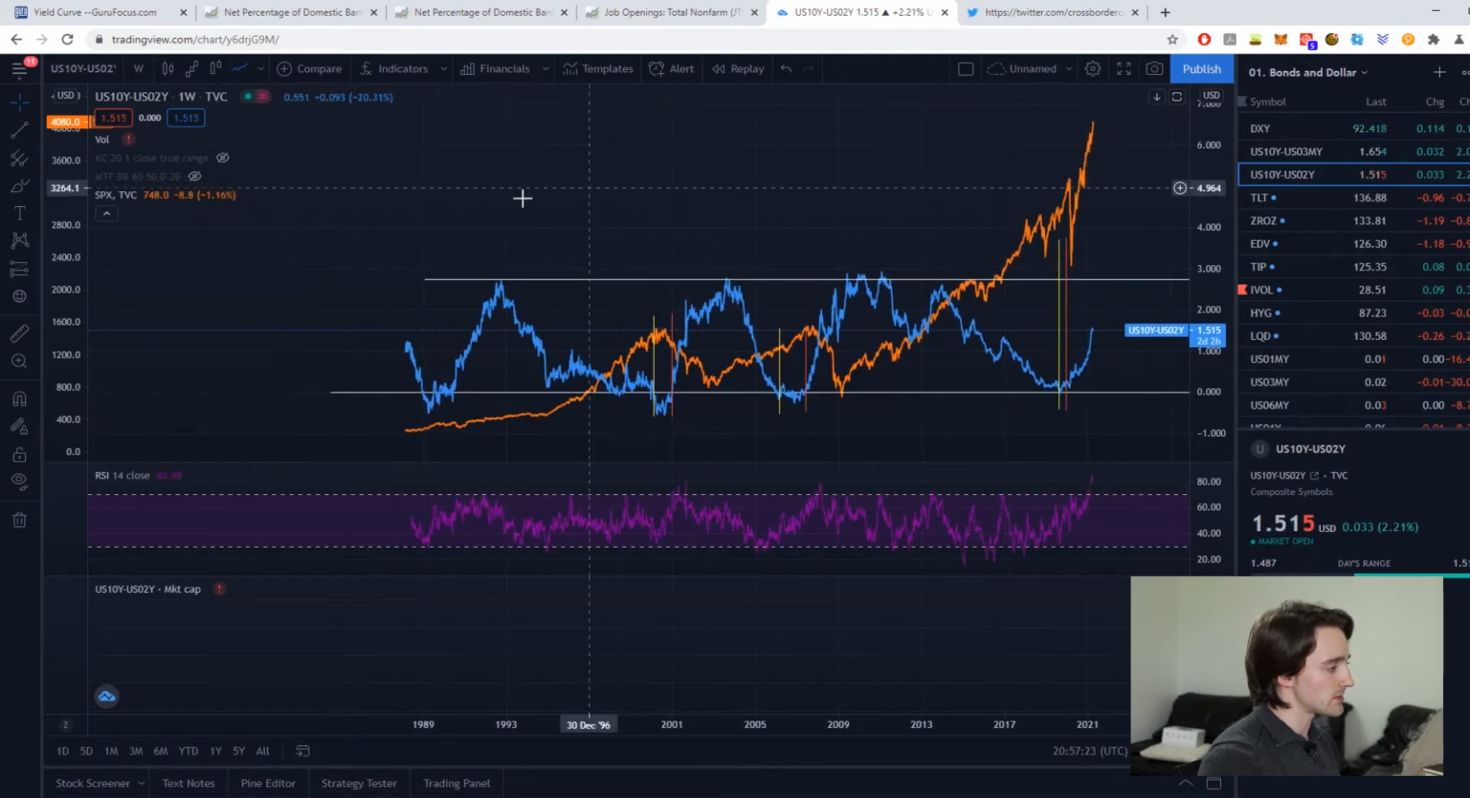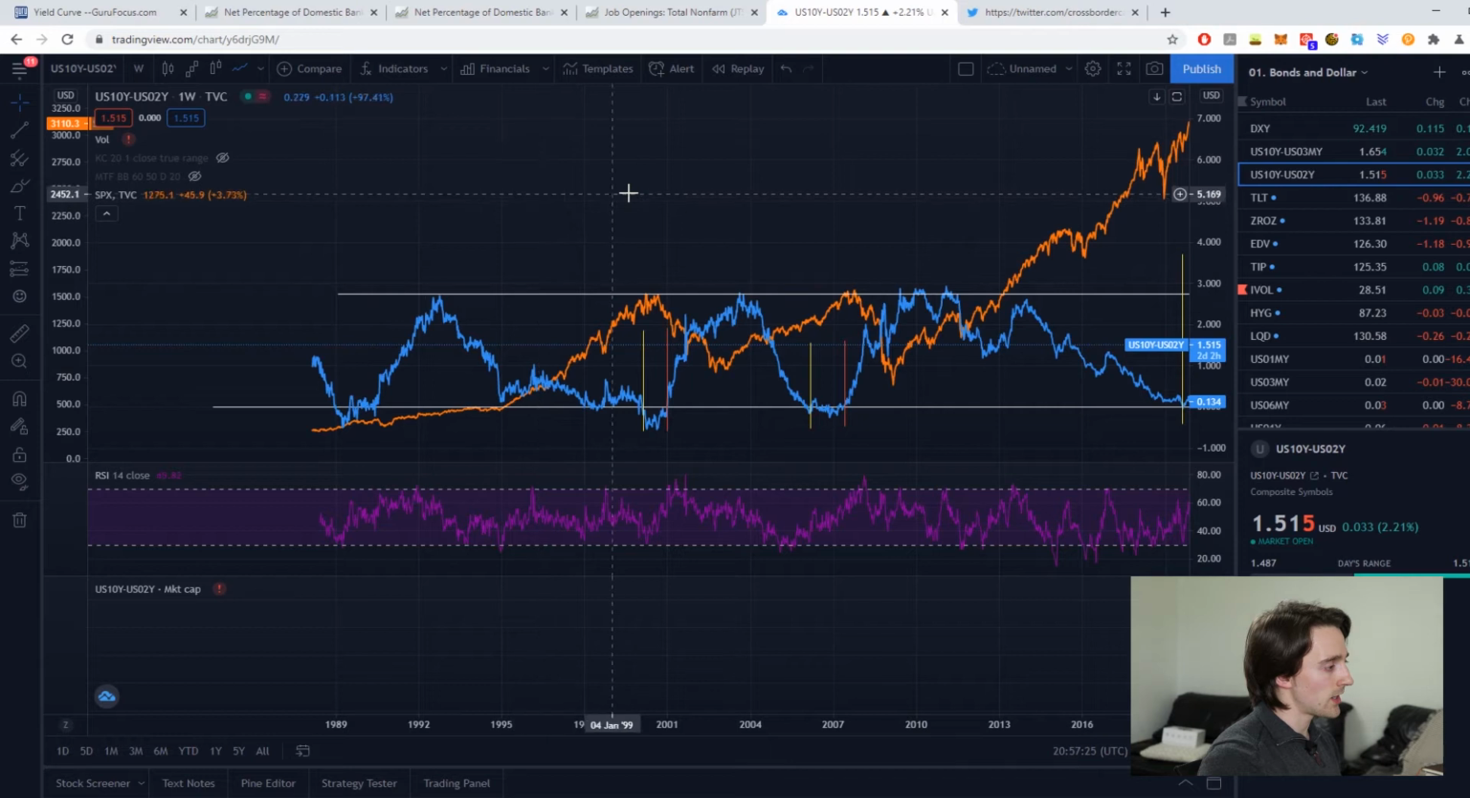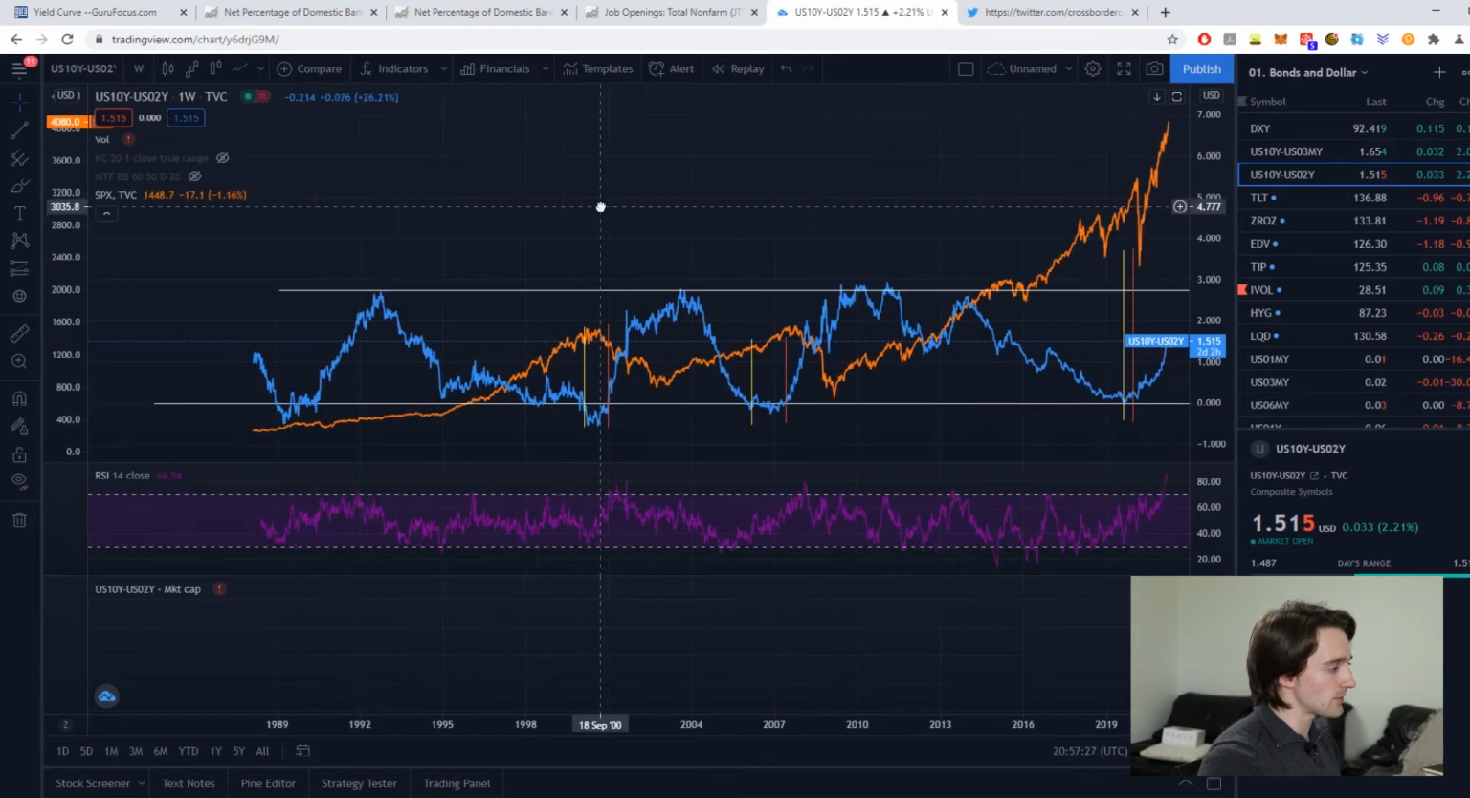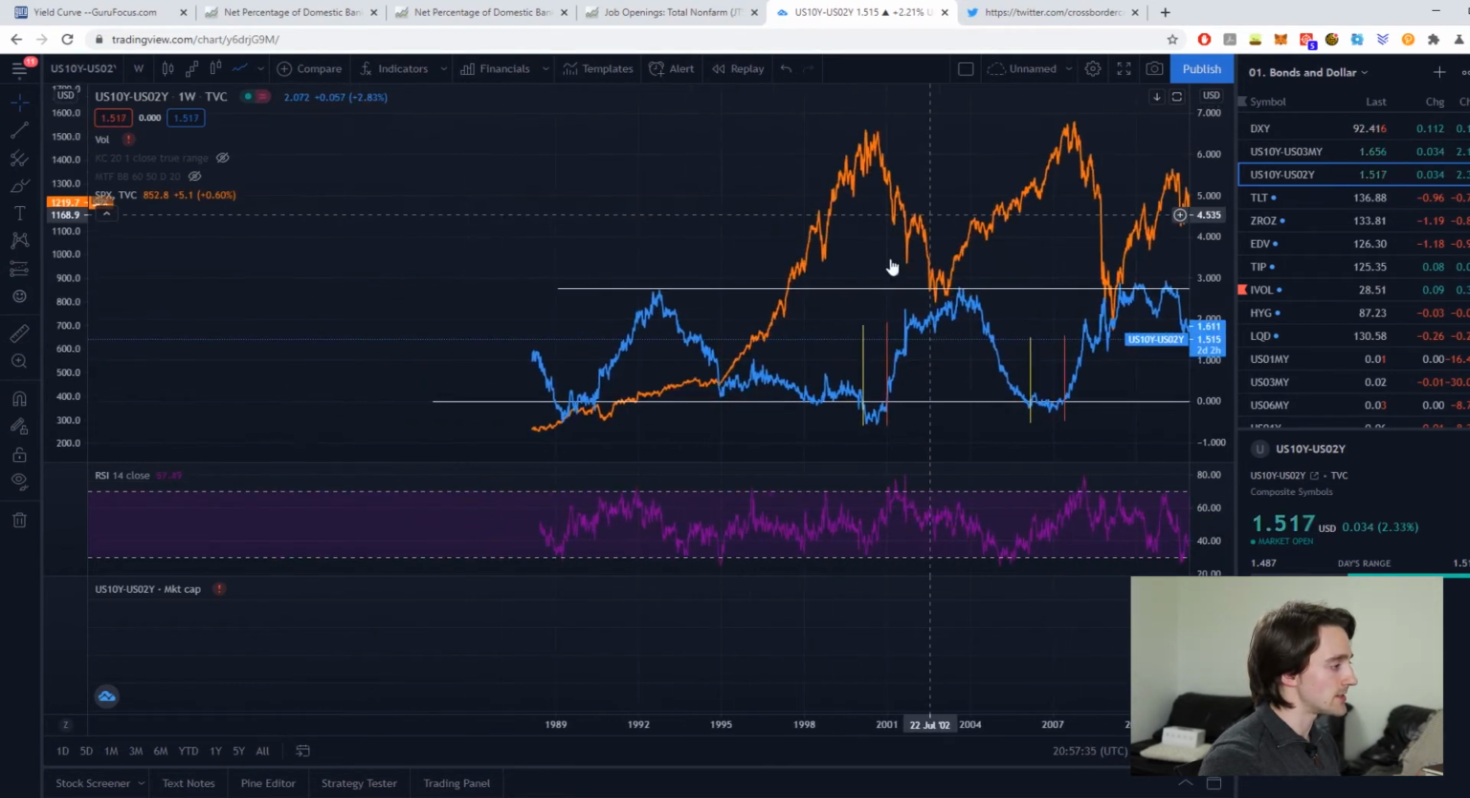So the yield curve here is in blue, the market's in orange, and here I've sort of signaled where the yield curve inverted and when we have a market crash. So I'll zoom in on each instance here.